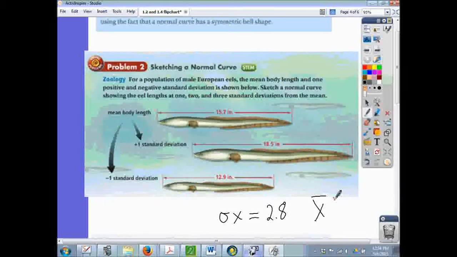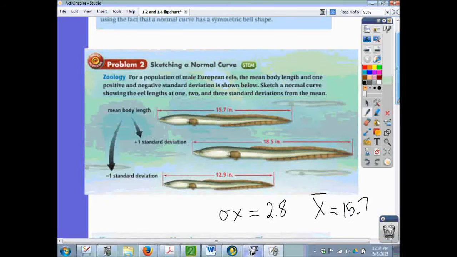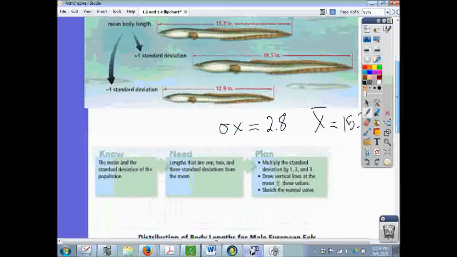What am I saying when I write that down? The mean. What is the mean? 15.7 inches. Correct. You guys with me? The standard deviation is 2.8 inches, and the average or the mean is 15.7 inches. Okay?